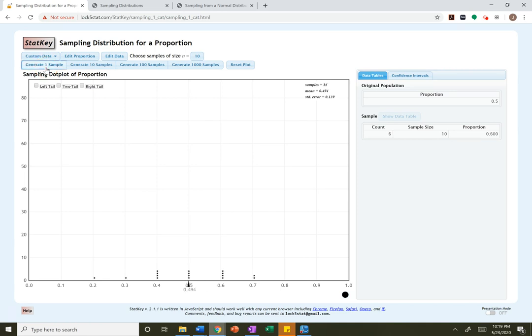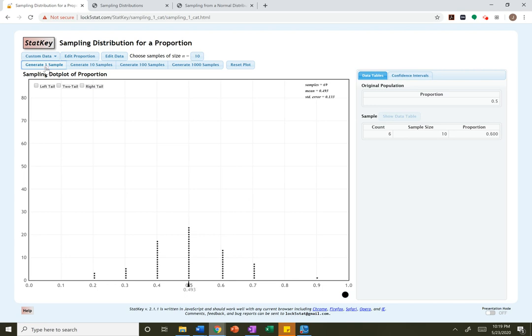Every time I click the mouse, I'm plotting here a sample proportion. Every time I click, I'm adding a new p hat to the board. And if we were doing this in class, this is what would be happening on the board. We would all be graphing our sample proportions from flipping our coins 10 times. How many heads did we get out of 10?